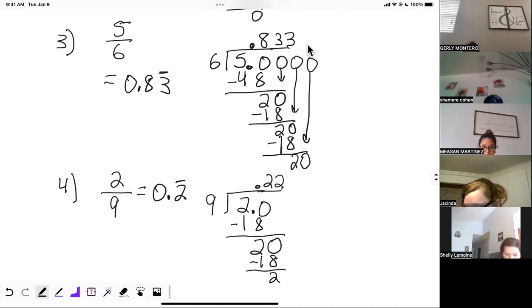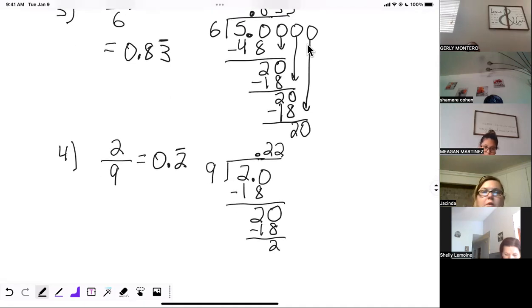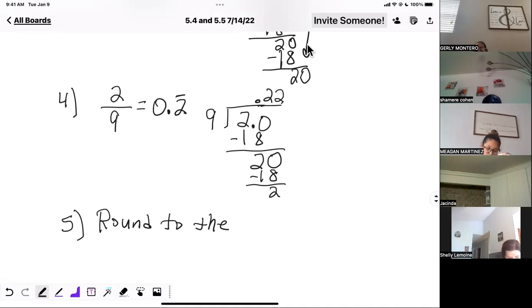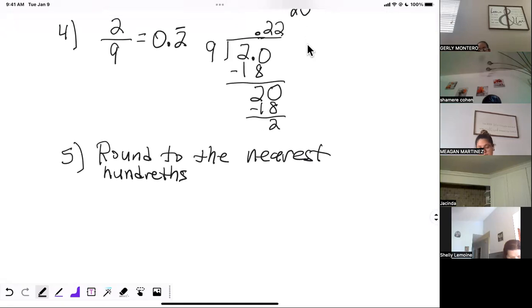So just like what we did earlier, let's say they give you a fraction that's going to go on forever by dividing, right? So they're going to say something like this. This one's going to say round to the nearest hundredth. This is your clue that it's going to go on for a while. So they want you to round it, which means we're going to go to the thousandths, and then we're going to round. So it is 28.